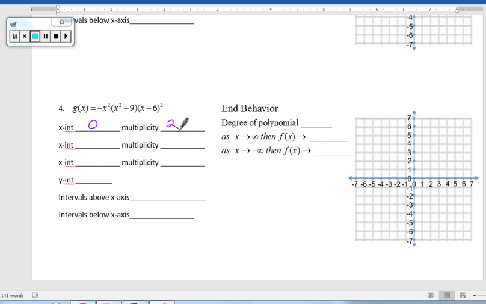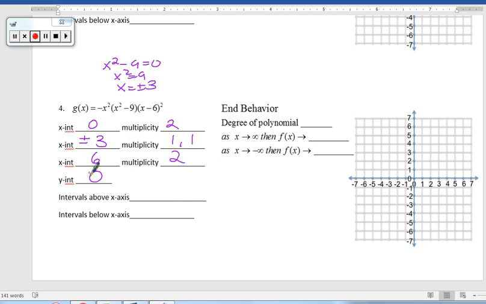Now this is a little different than the last example, because if I was to solve this for 0, I would get x to be plus or minus 3. Those are real numbers, so I'm going to have positive and -3. Each one has a multiplicity happening one time. And the last one is 6, and that one is occurring twice. Since our x-intercept is 0, that means our y-intercept will be 0 as well.